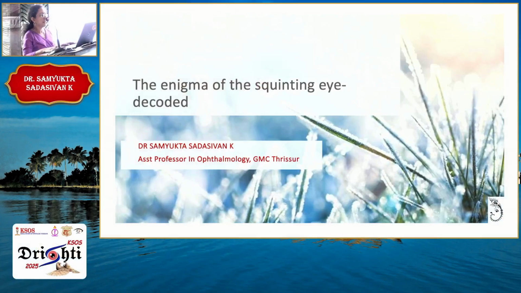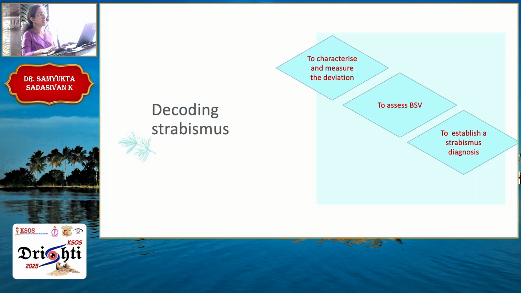Okay. Moving on from where Chaitanya stopped, enigma of the squinting eye. So, to decode strabismus, the process essentially involves identifying the exact nature and cause of the ocular misalignment. So, we need to characterize and measure the deviation, assess binocular single vision, and then establish a strabismus diagnosis.